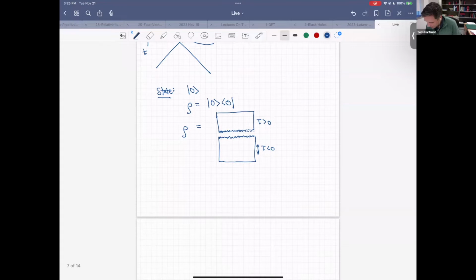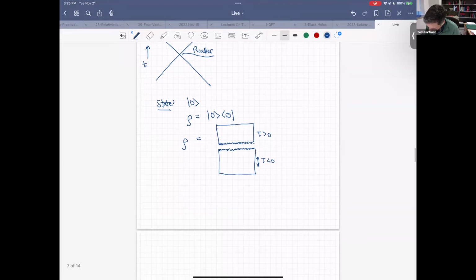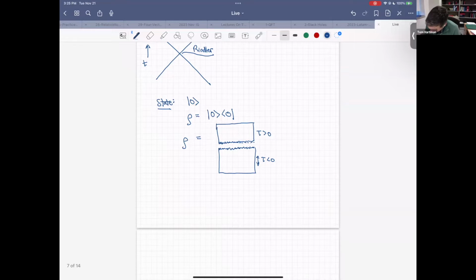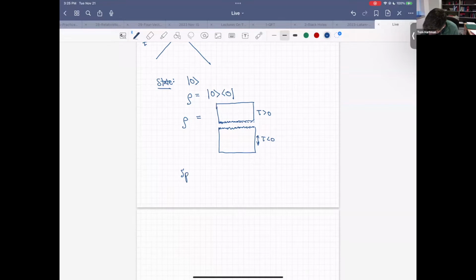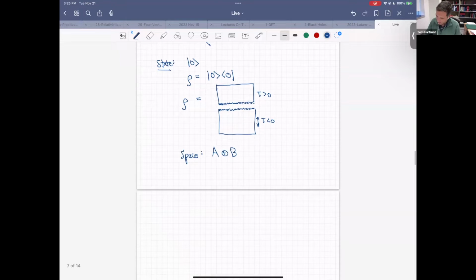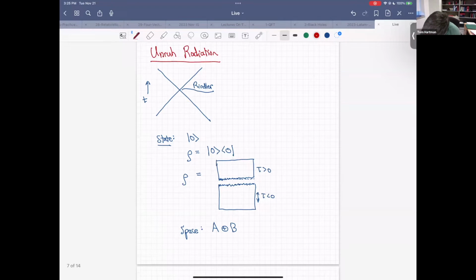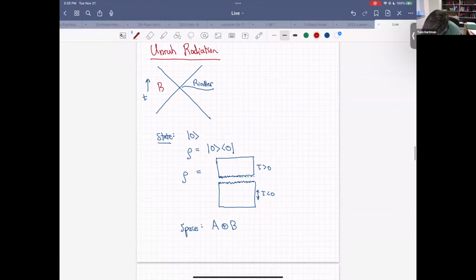But now what we're going to do is separate space into two regions. So we're going to separate space into a region A plus region B, where those are the two half spaces. On my diagram up here, A is on the left and B, actually, let's do it the other way around. Let's put B on the left and A on the right.